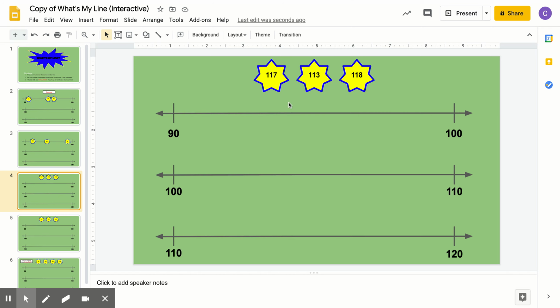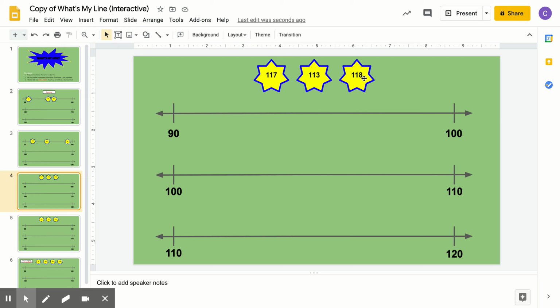We have 117, 113, 118. Thumbs up if you think it goes in between 90 and 100. Okay, thumbs up if you think it goes in between 100 and 110. All right, and then thumbs up if you think it goes in between 110 and 120. Right, the last number line. Okay, so let's try to see if we can do this without using our pen to write each number down.